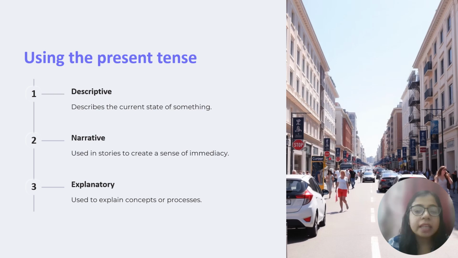Okay. Next is explanatory, used to explain concepts or process. So suppose we are learning about a science experiment. So we keep on saying that, okay, now we will be adding this chemical to this chemical. So whenever we are saying now we will be adding, we are using present tense, ing form. Okay, we are using present tense. And so yeah, descriptive, narrative and explanatory form we use present tense.